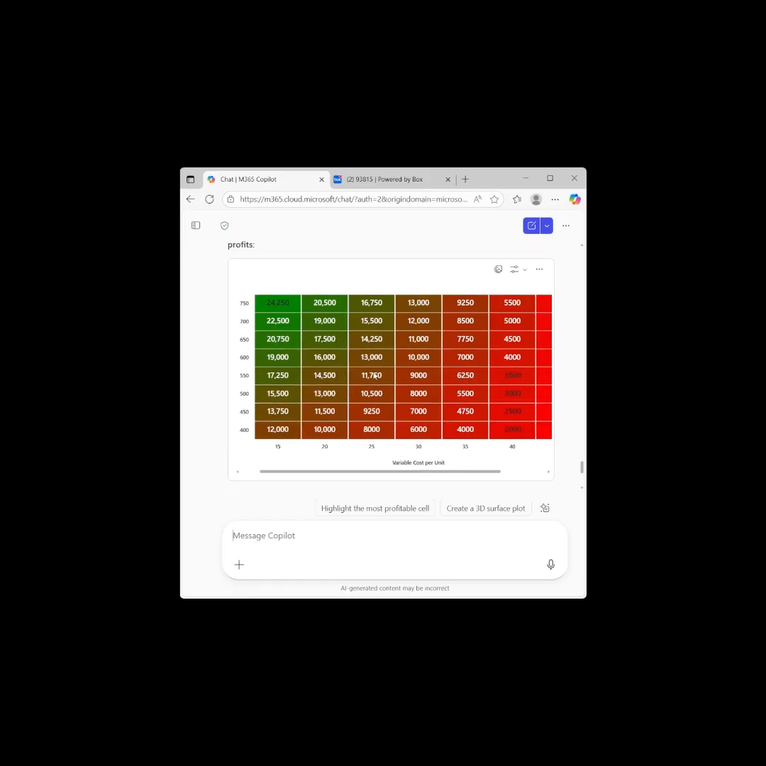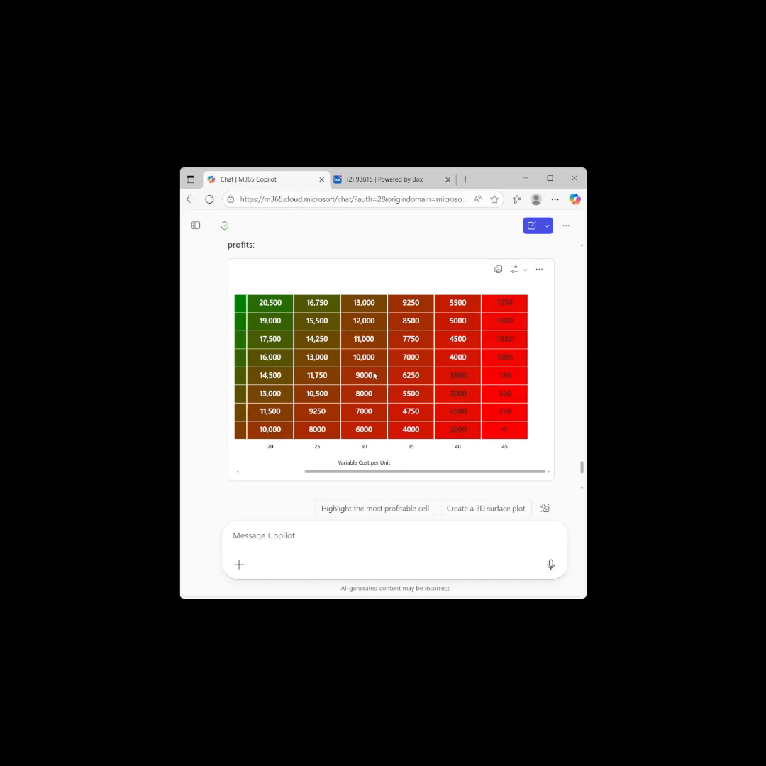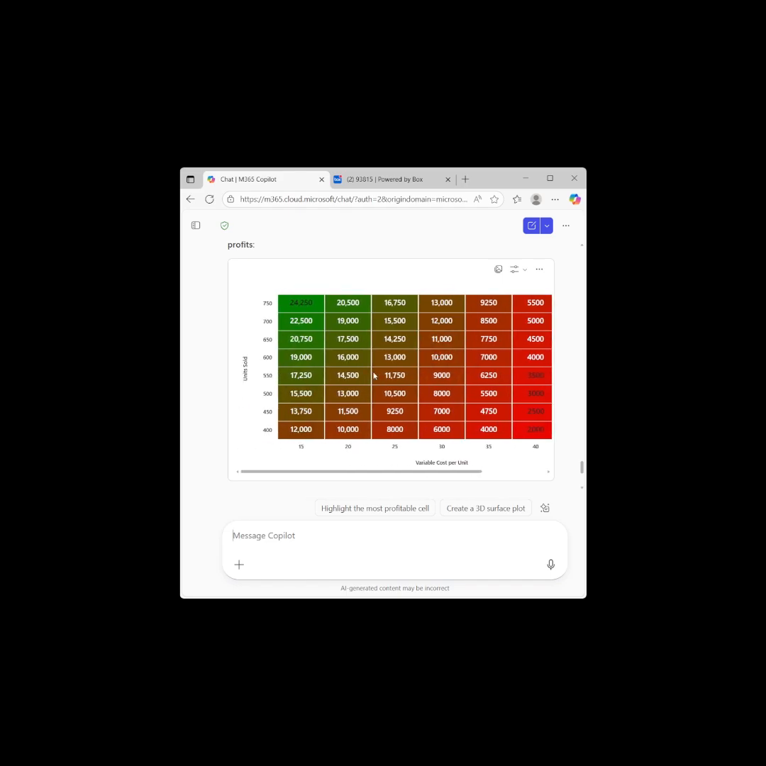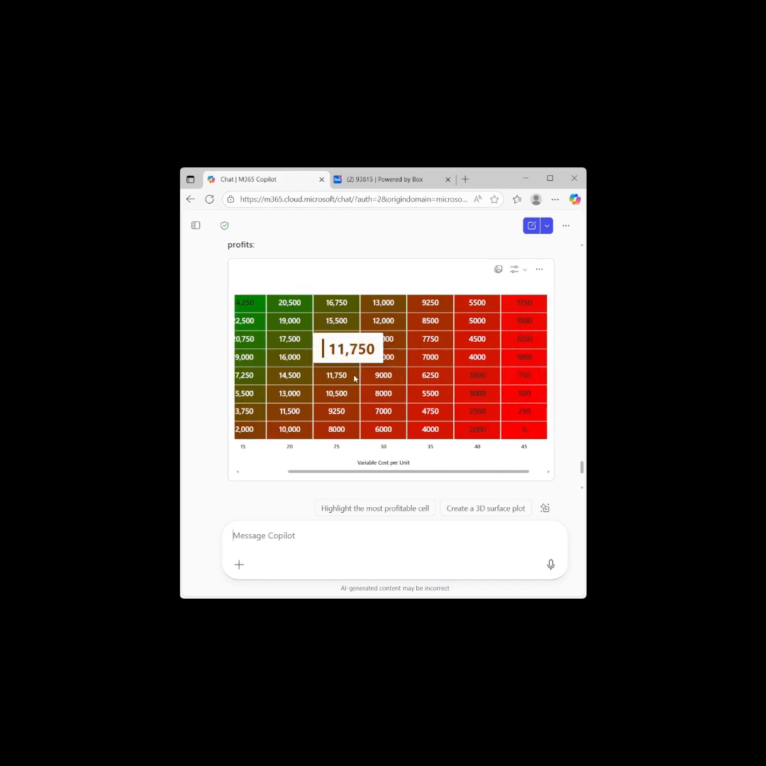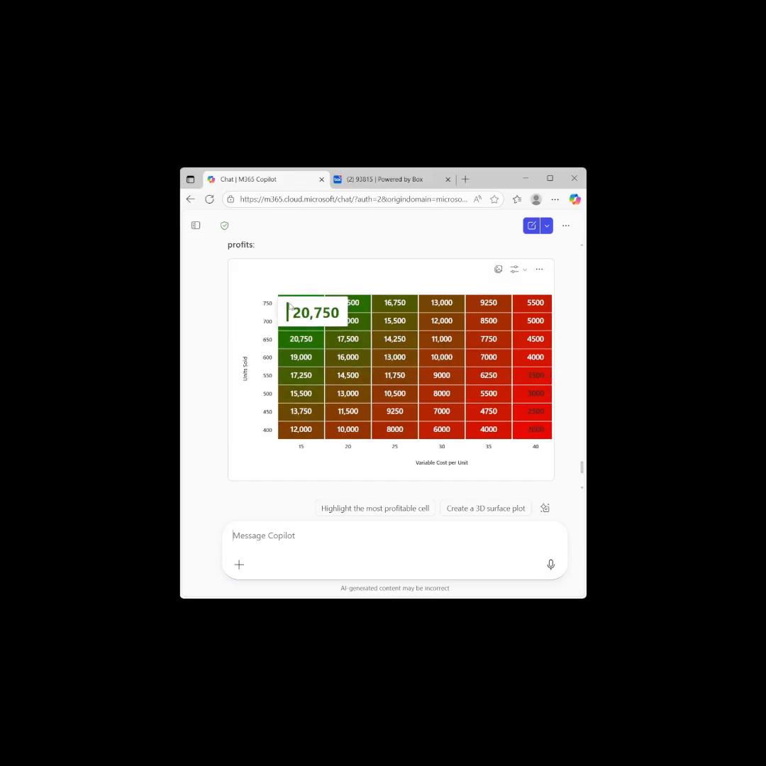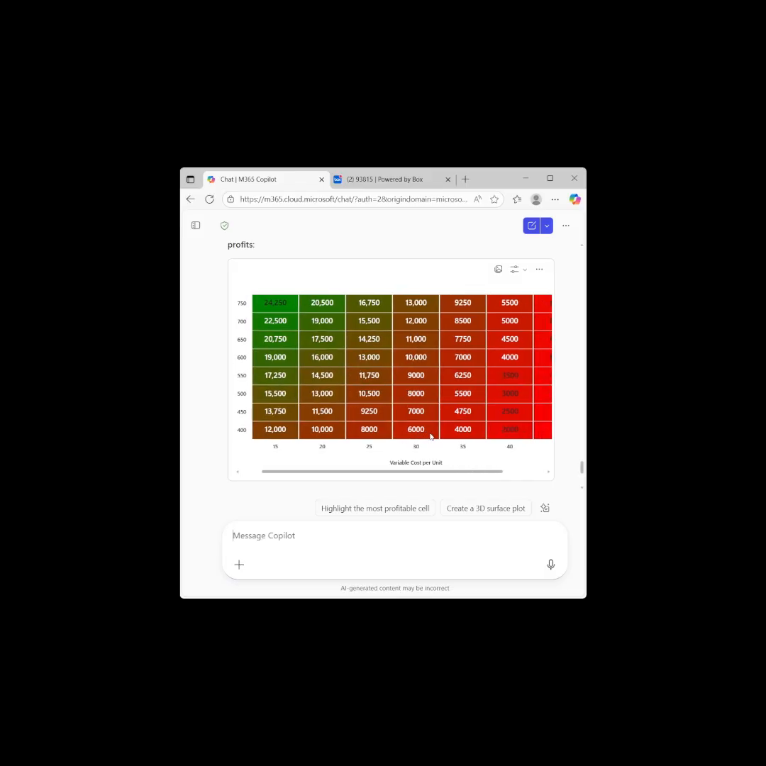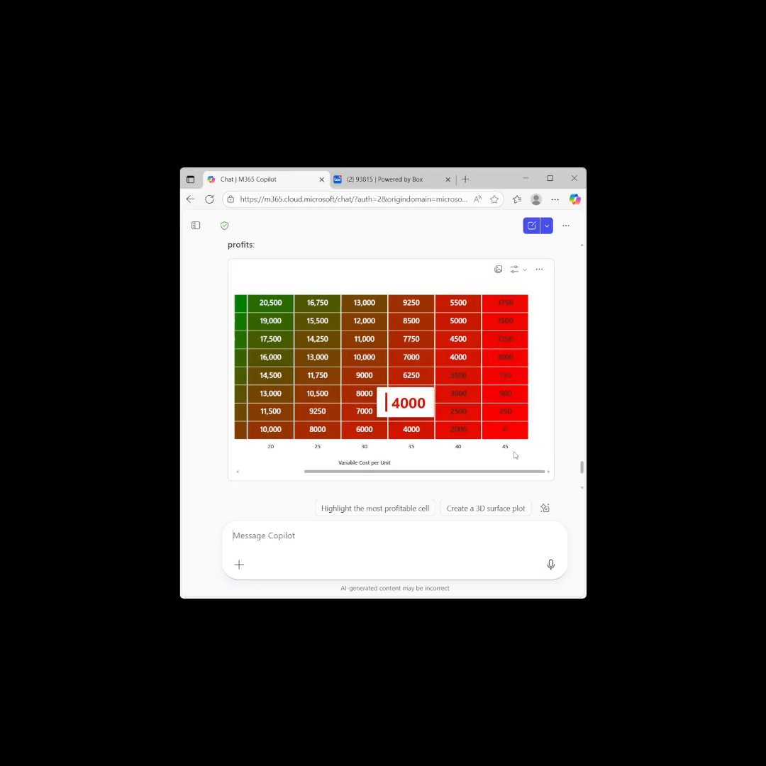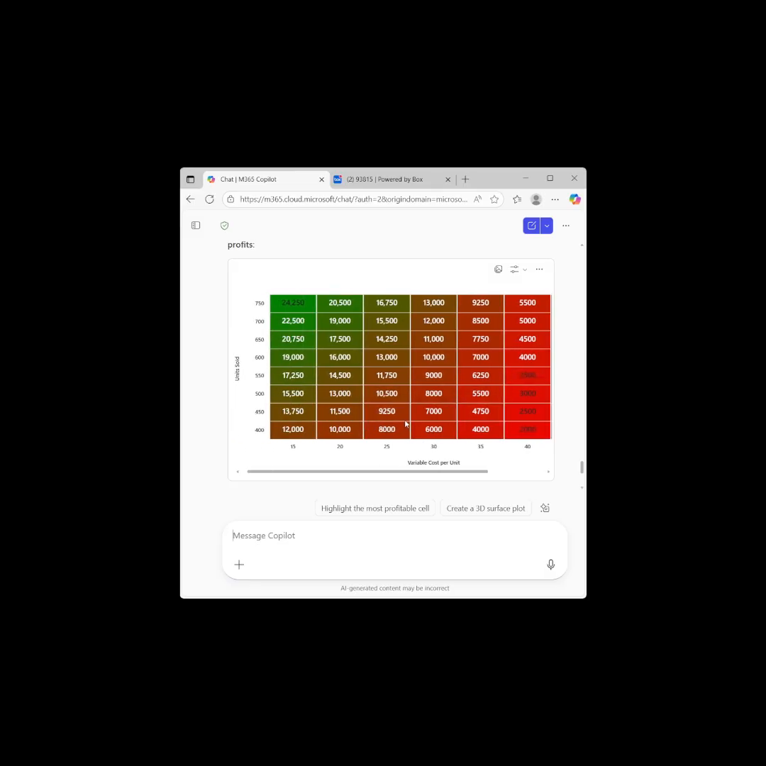There it is, perfect. All right, so here is our sensitivity analysis map. As you can see, if we lower variable cost and sell more, our profit will be way higher, and vice versa. So I hope this lab was helpful to use CoPilot to create a sensitivity analysis table. Thank you very much. Hope you enjoyed.